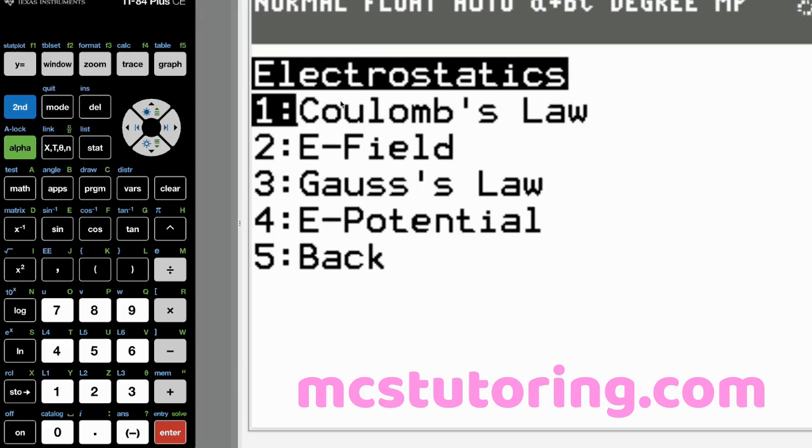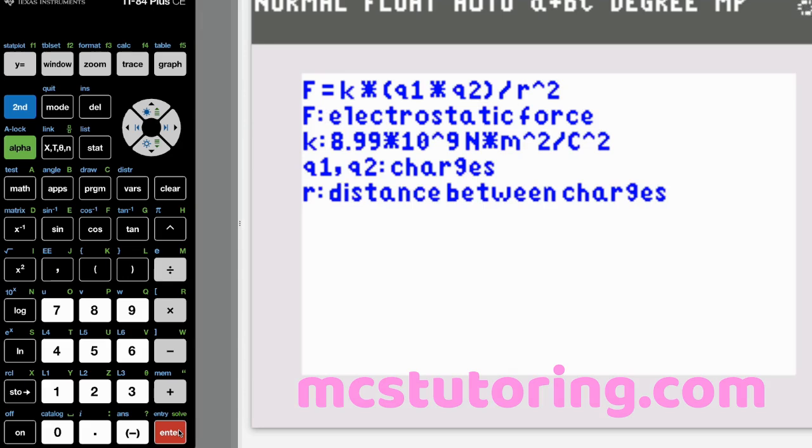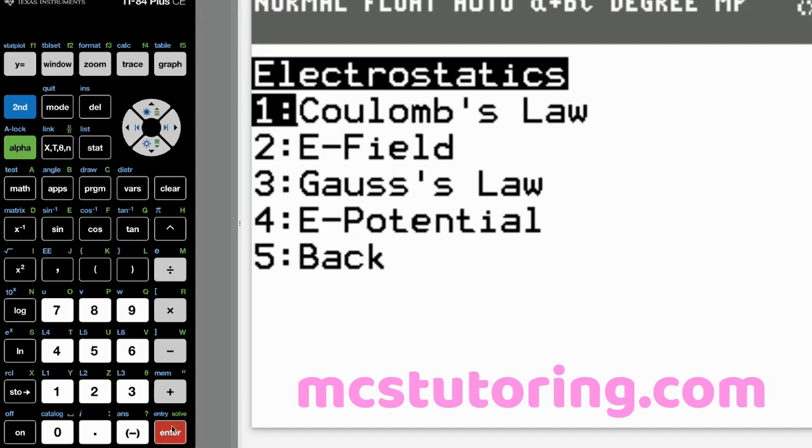And it's pretty good because it has everything labeled here. Coulomb's law, E field, Gauss's law, E potential, and back. So we're just going to walk through it all. So you see we have F equals K, Q1 times Q2, all divided by R squared, where F is electrostatic force, K is that constant 8.99 times 10 to the 9th Newton meter squared over C squared. Q1, Q2 are the charges, and R is the distance between the charges. First thing you see typically in electricity topic of physics.